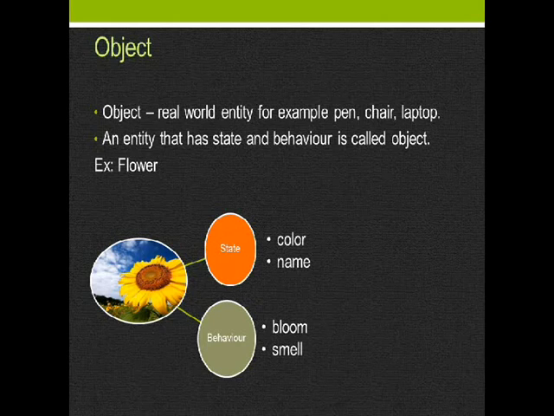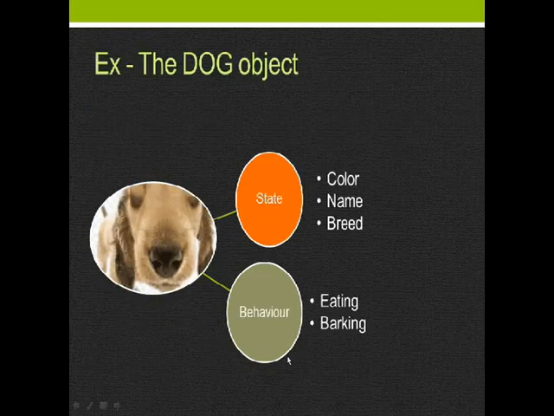What is object? Object is real world entity, for example pen, chair, laptop, etc. An entity that has state and behavior is called object. As for example, flower. Flower has state like color, name, and it has behavior like bloom, smell, etc. Now let us see the dog object. For the dog object, it has state like color, name, breed, and behavior is eating, barking, etc.